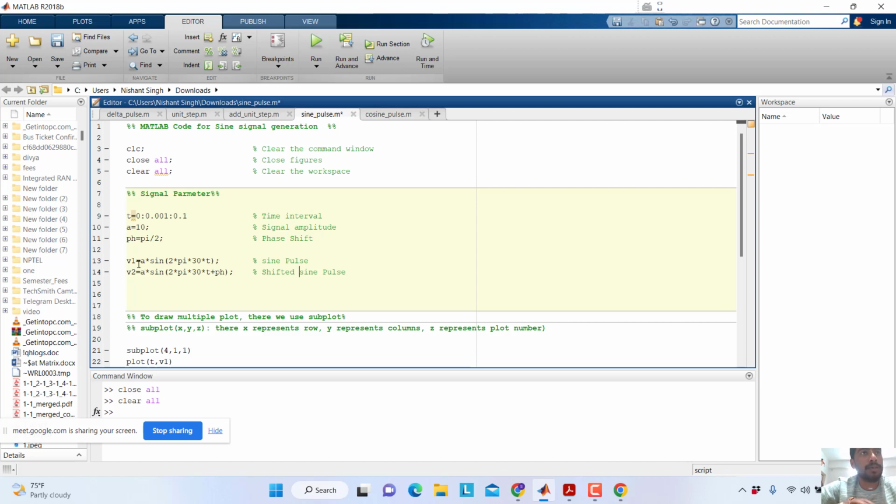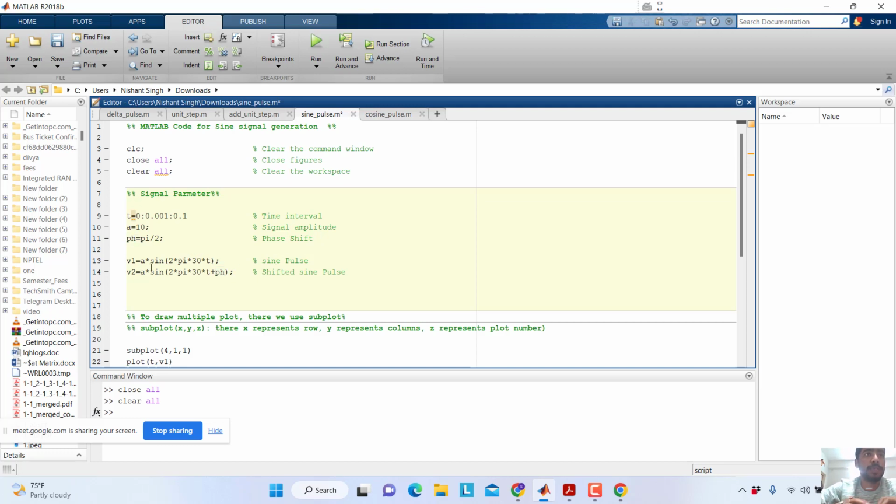So that is what we declare. It's just a variable. Ph is just a variable. Pi is a standard constant, but ph is just a variable.